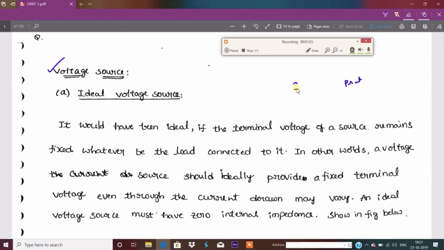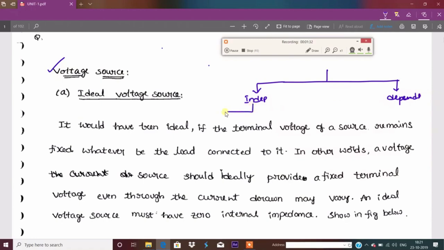Okay, so first look at here. The sources are classified into two types. Initially, the sources are independent sources and dependent sources. Okay, independent and dependent sources.